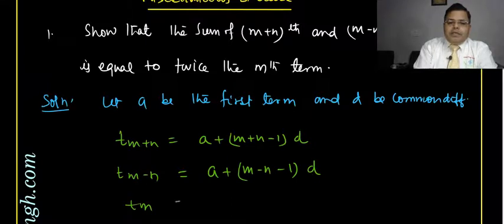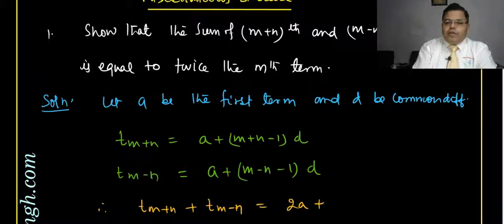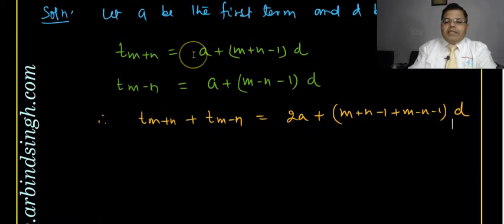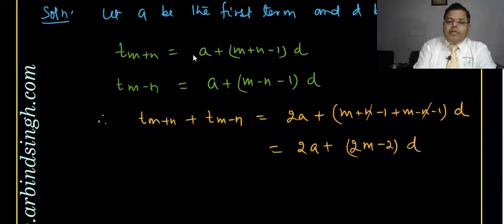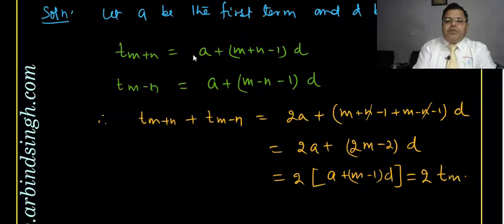And the mth term is nothing else but a plus (m minus 1) d. Adding these two, the sum of the (m plus n)th term and the (m minus n)th term is equal to a plus a, which is 2a, plus (m plus n minus 1) plus (m minus n minus 1) into d. D is common from these two, and that is equal to 2a plus, n is positive and n is negative so they cancel, m plus m is 2m, minus 2, into d. That is 2 times, taking 2 common, a plus (m minus 1) into d. And this is nothing else but the mth term. So twice the mth term, this is the proof.